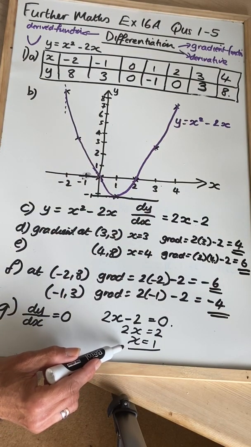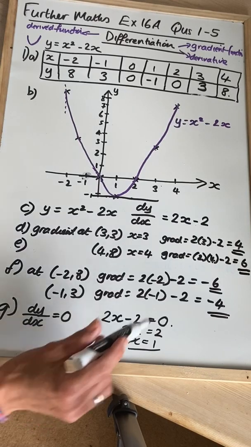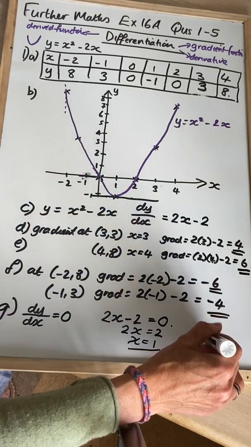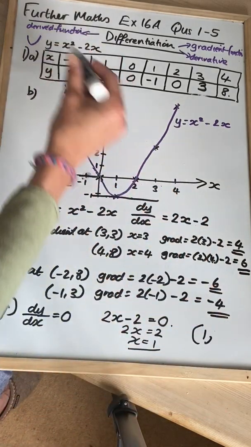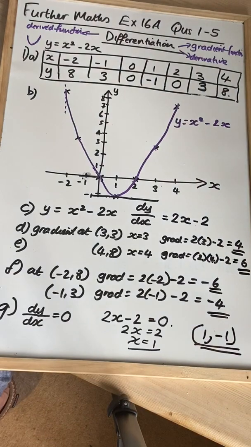I think they wanted the actual coordinate of the turning point. We know that when x equals 1, if we substitute it back into our original equation, we get minus 1 as being the y value.